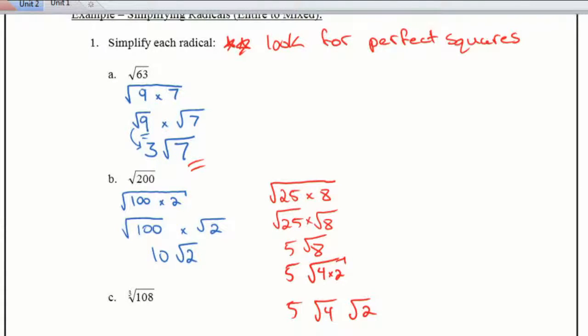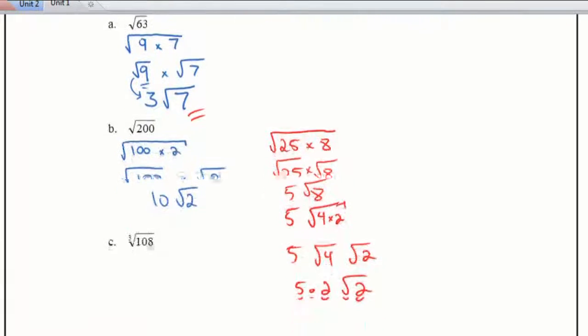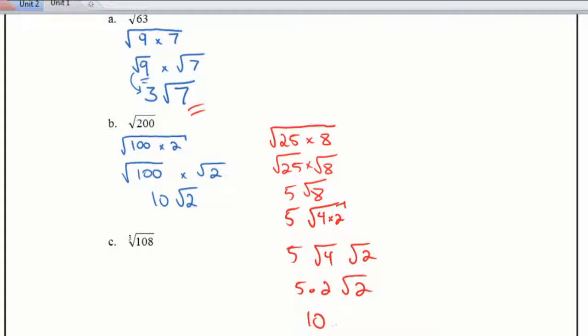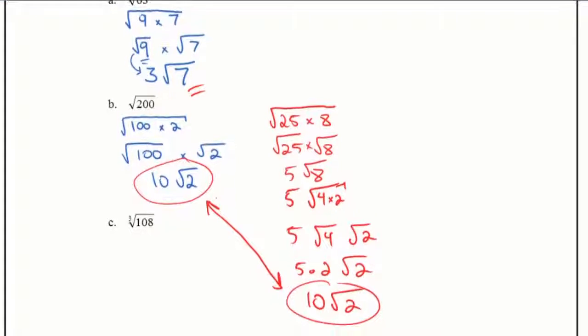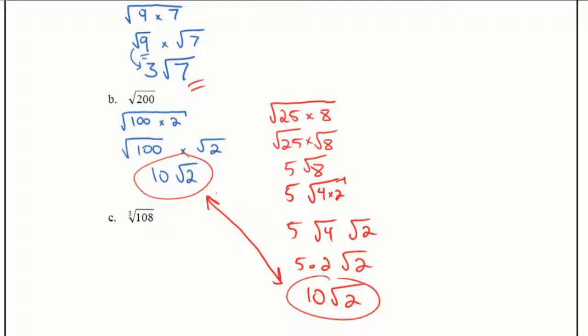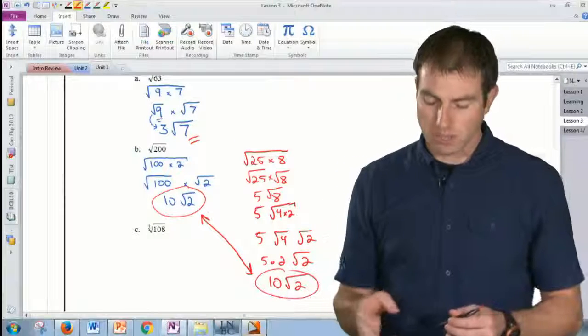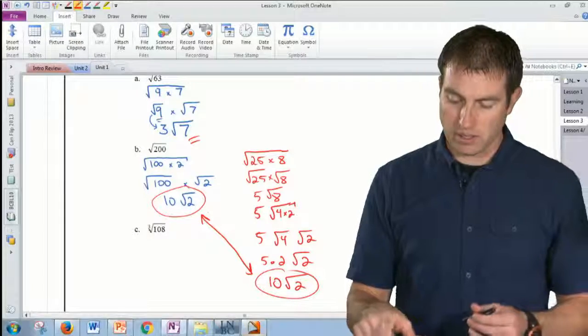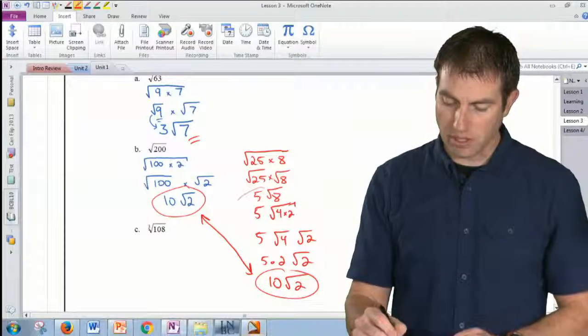Just carrying my 5 down, 5 times 2, root 2. And then 5 times 2 is 10 times the square root of 2. And now I'm at the same spot. This is something that happens all the time with these questions. You'll pull out a perfect square and you'll think, that's the biggest perfect square that's in there. And then you'll get an answer like the 5 root 8, so you'll end up here.